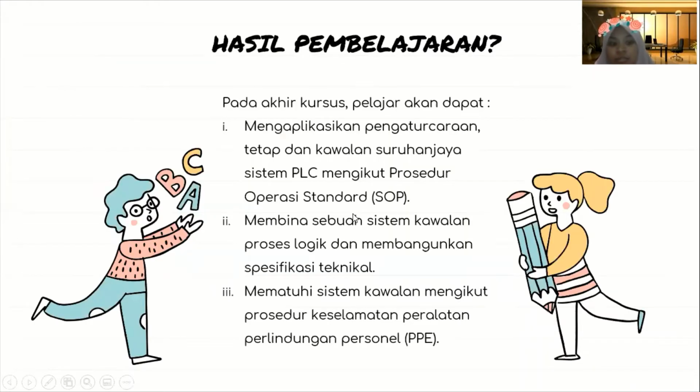Next is the learning outcome. After they finish this course, students will be able to apply the PLC programming, and they can fix and commission control system according to the SOP, standard operating procedure. They also will be able to construct a process logic control systems and develop technical specification. Another one is they will be able to comply control system according to personal protection equipment PPE safety procedure.